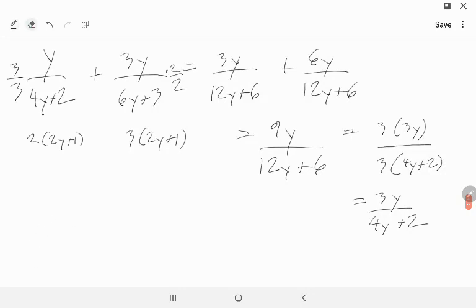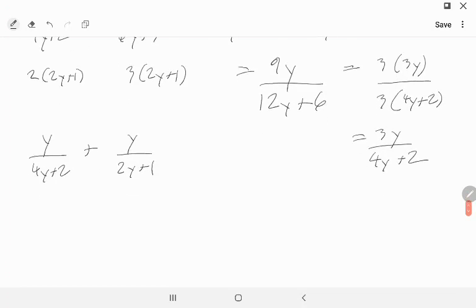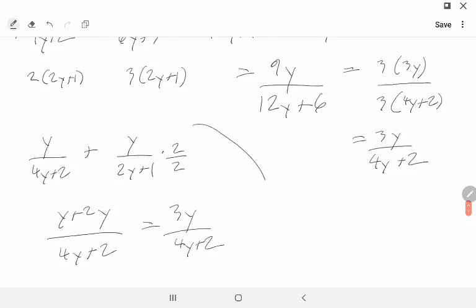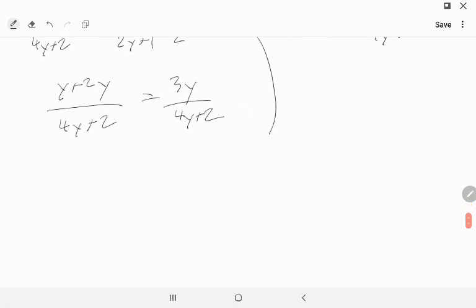We notice that we could have rewritten it as y divided by 4y plus 2 plus y divided by 2y plus 1, because we had a common factor of 3 in that second rational expression. And then we could have multiplied that second one by 2 halves and gotten y plus 2y, all divided by 4y plus 2, which would have given us the same 3y divided by 4y plus 2. And so we'll often have cases where we have more than one way to get to the same final answer. And this is not unusual as you move into more complicated problems.